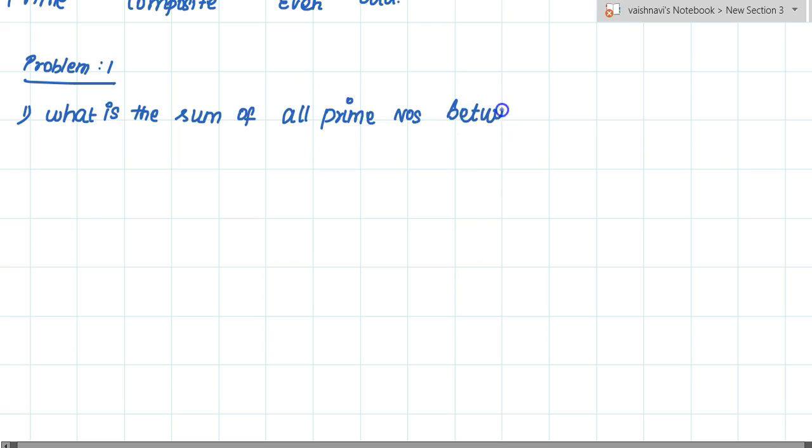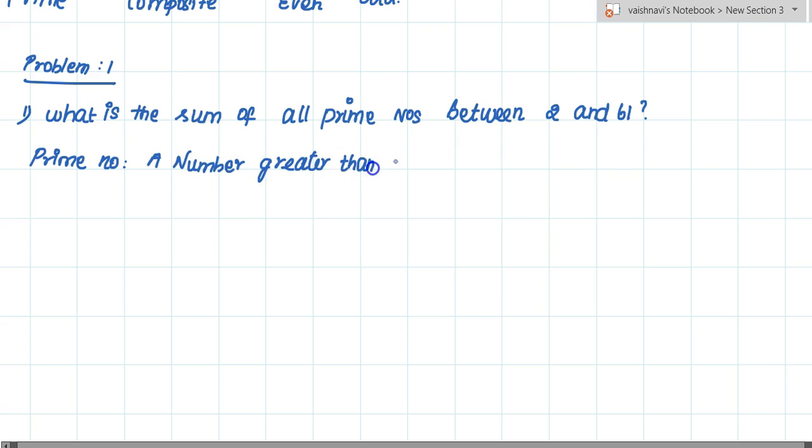What is the sum of all the prime numbers between 2 and 61? So what is a prime number? A prime number is a number that is greater than 1 having two factors, namely 1 and itself. So this is the prime number.